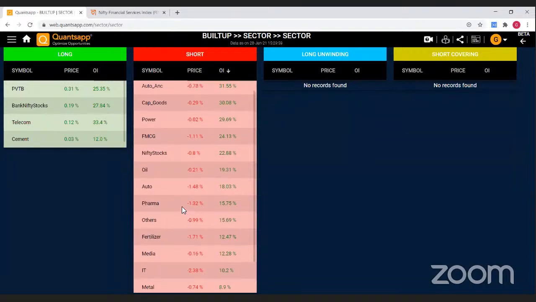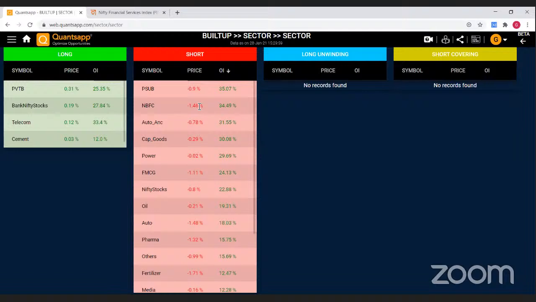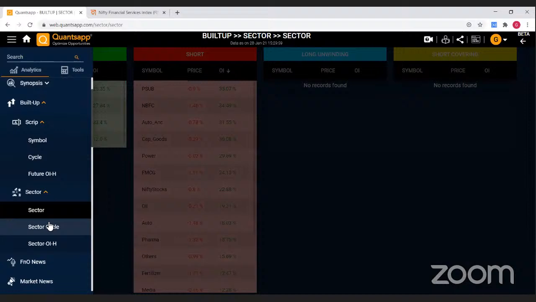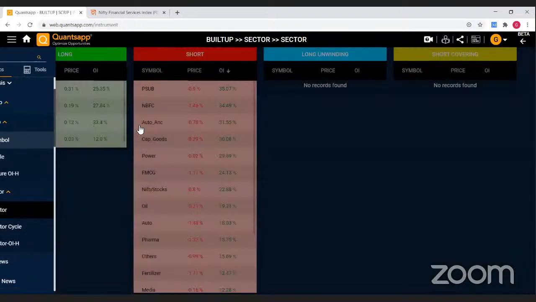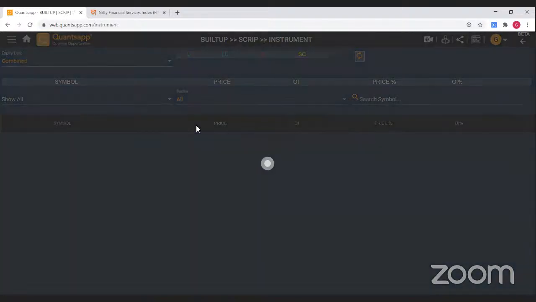But if I look at auto, there's a deep cut. NBFC, there was a deep cut. I told you PSU, the whole sector, PSU bank was down 3.5%. So I would be looking into these stocks because इनमें कहीं पे ज्यादा action हो रहा है. So after going through the sector, I go to the symbol. So this is what I do.